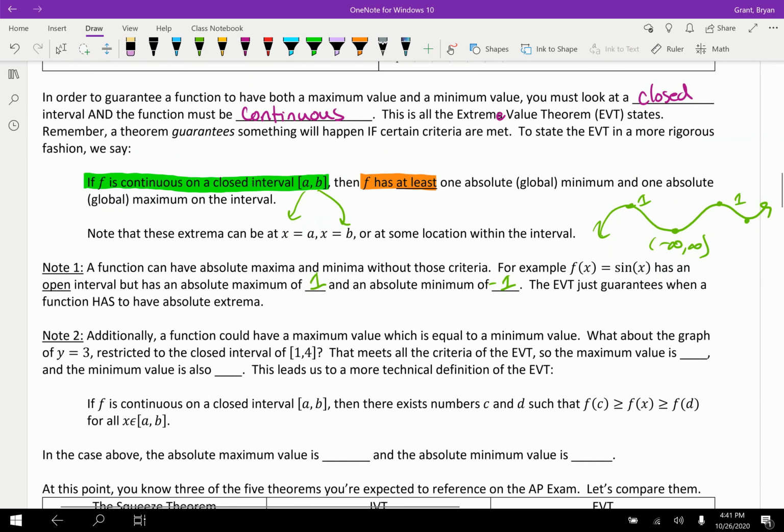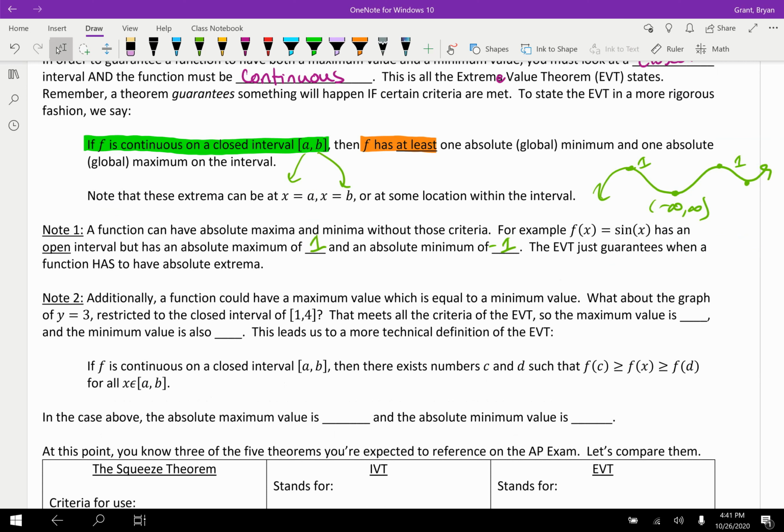Last but not least, a function could also have a maximum value which is equal to a minimum value, right? For example, what if, and I'm just going to sketch a real tiny little graph here, what if I was looking... Oops, that was not great.